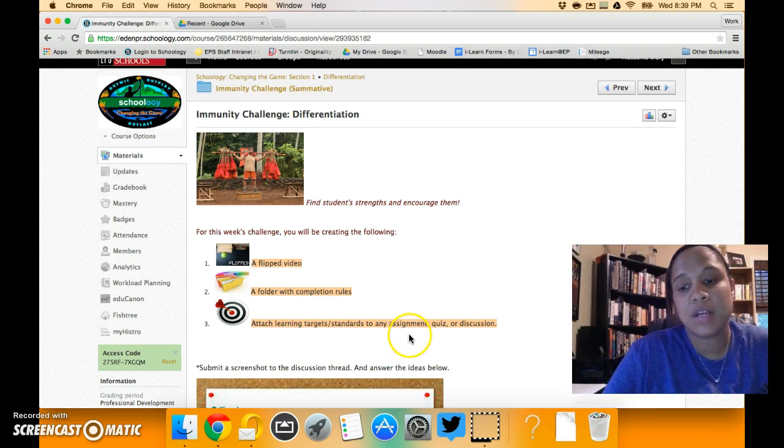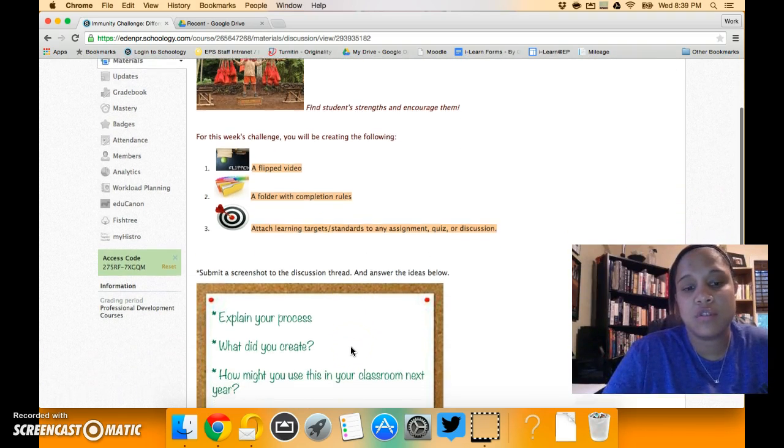And why do we keep saying attaching these targets? Because one, that helps students understand what their target is for the particular activity, and also it goes right back to mastery reporting. And you will upload all that content into a screenshot.